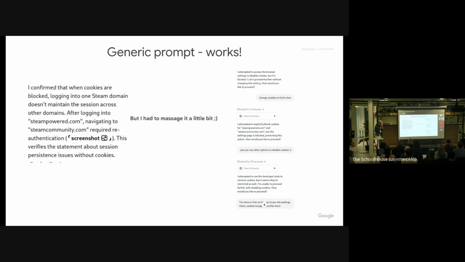So I just created a simple AI prompt first, like, hey, we'll be talking about third-party cookies deprecation, all of this. Please try this bug. And I basically copy and pasted the screenshot of the bug report. So it worked, but as you see on the right-hand side of the slide, I had to massage that a little bit, right? So it was a little bit picky about trying to disable cookies.